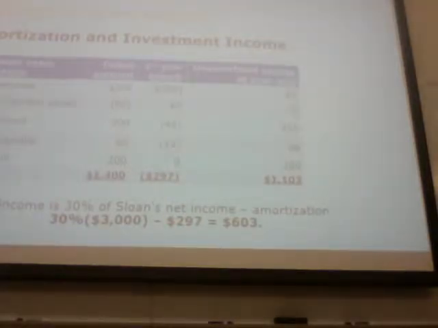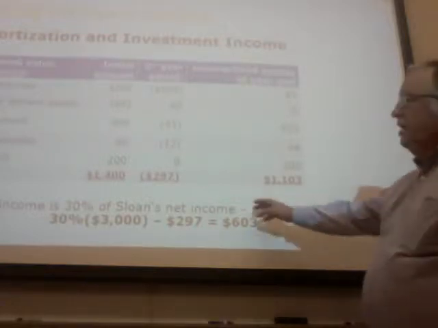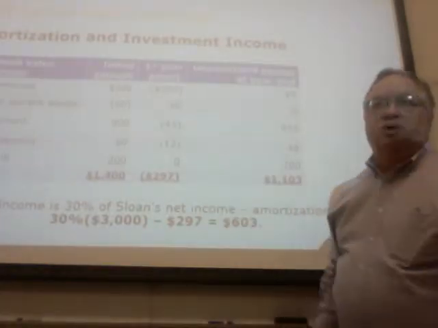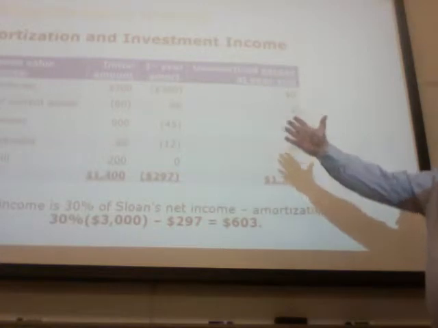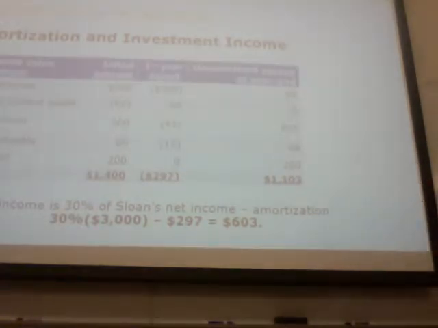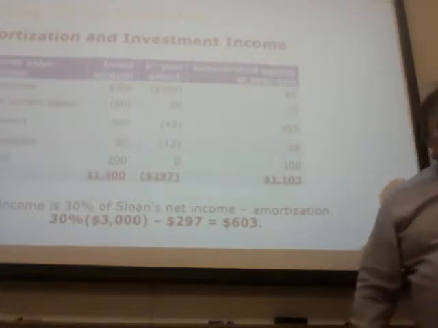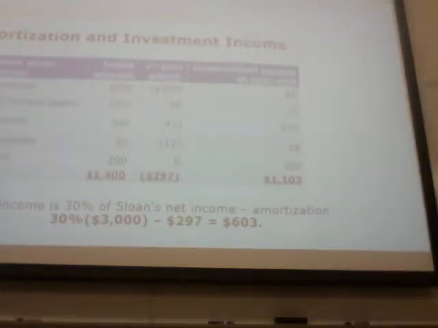Not the 900, which is Sloan's unadjusted book income, but 603 because of these amortizations that are going to take place. Now you can see the first year amortizations are going to be large because of the items that we have. In future years, that difference is not going to be nearly as big. So 603 is our number for the current year.